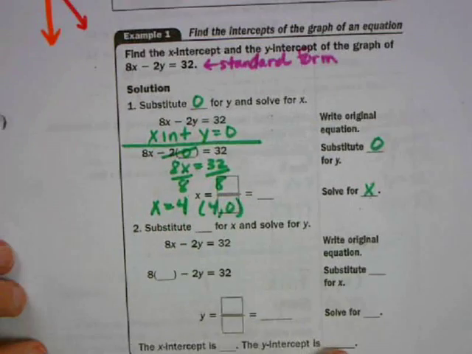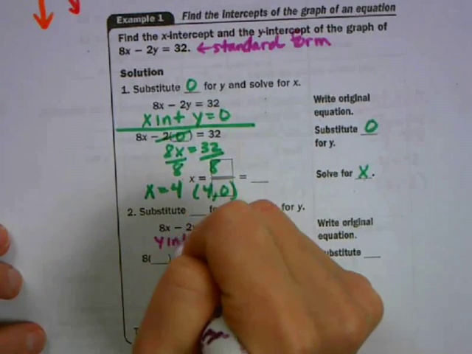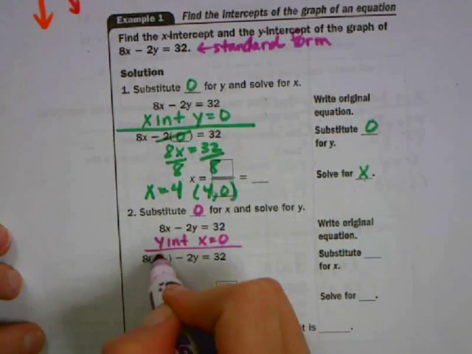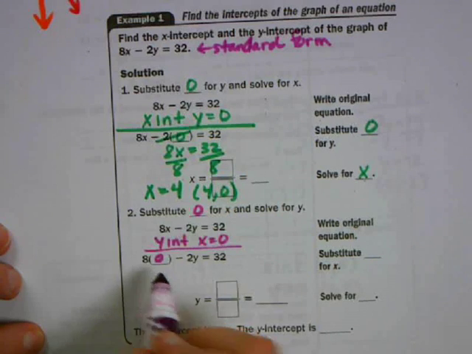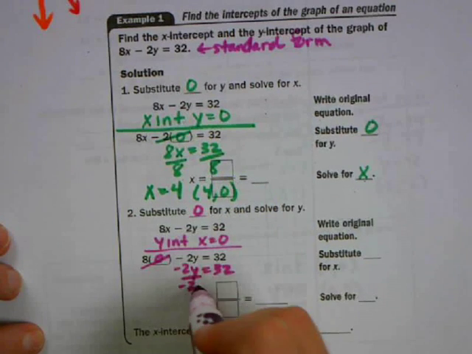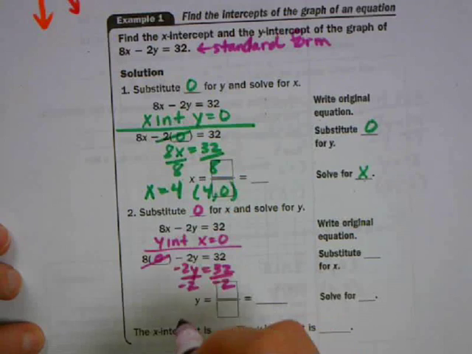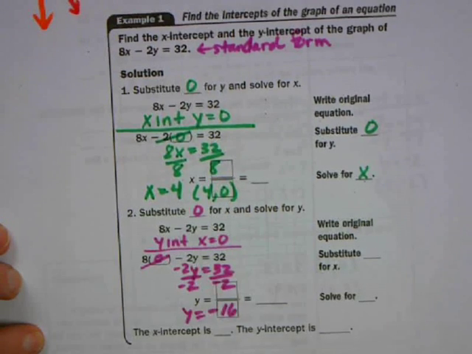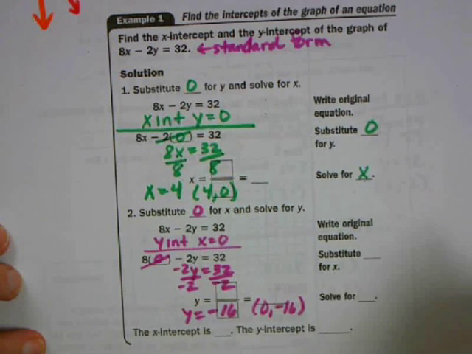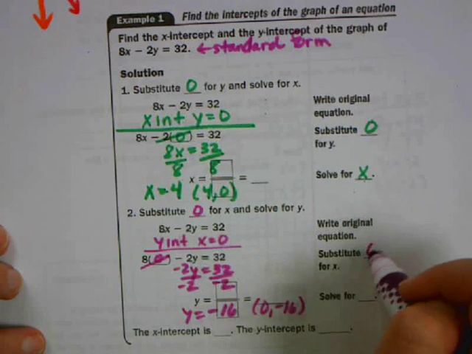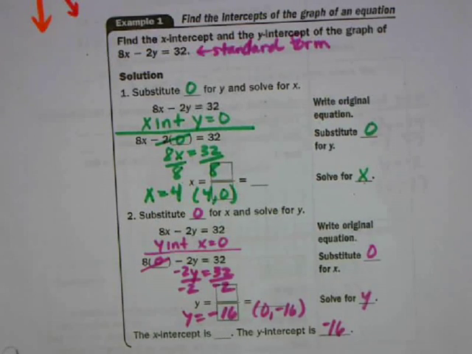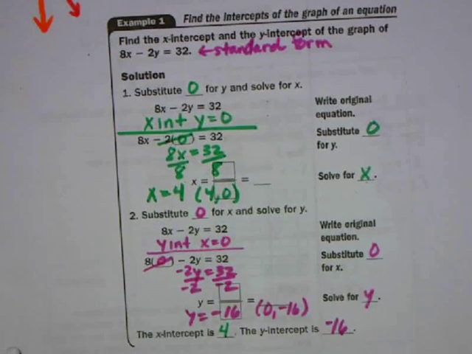Now to find the y-intercept, I'm going to give my heading here again: y-intercept, x equals 0. So we substitute 0 for x and solve for y. There goes my 0 where the x was in the equation. This is gone, and I'm left with negative 2y equals 32. Divide both sides by negative 2, and y equals negative 16. That's the y value, and the x value is 0, so this would be the coordinate (0, negative 16) on the graph. So we substituted 0 for x and solved for y. The y-intercept is negative 16, just to fill in their boxes there, and the x-intercept, remember, was 4.